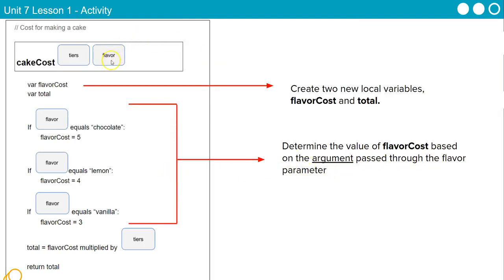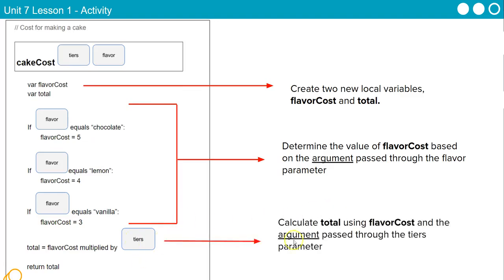So if I pass in chocolate to flavor, when this runs, it will say if chocolate equals chocolate. If that's true, my cost is 5. If I pass lemon in, lemon equals chocolate is false, this one would say if lemon equals lemon, that's true, so my cost would get set to 4. And then, if I passed in vanilla, it gets set to 3. Then to determine the total, I can just multiply my flavor cost that was determined up here, by the number of tiers. Right? So in this case, we have this little return down here, right?